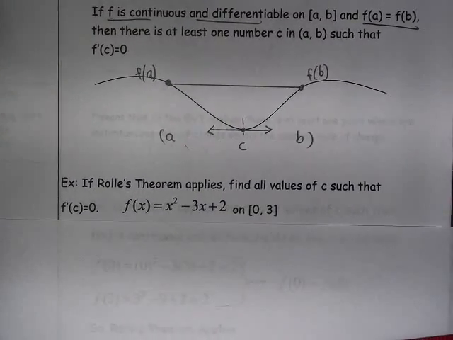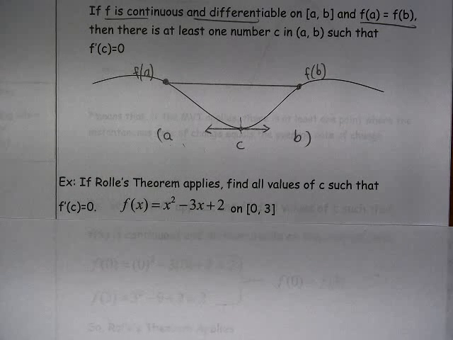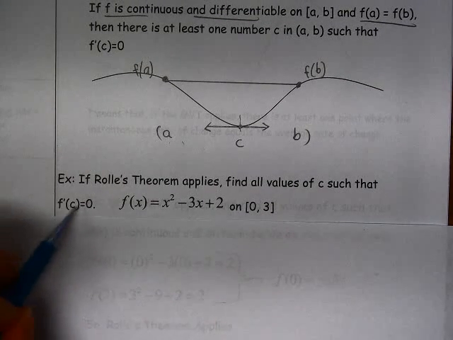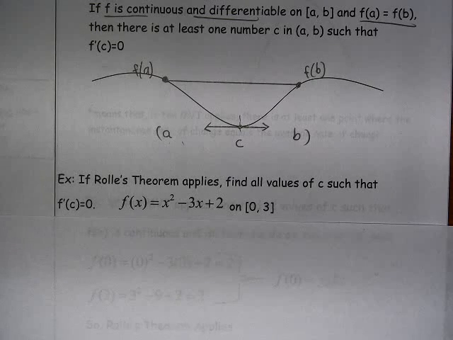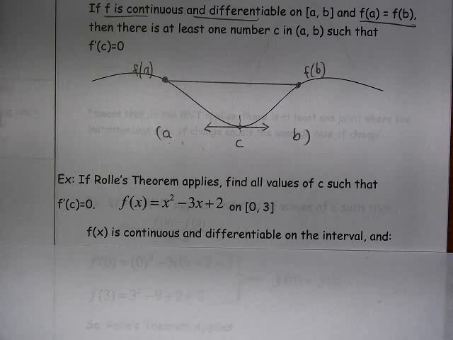All right, so the kind of example we might have is: if Rolle's theorem applies, find all values of c such that f prime of c equals 0. And they give us this function. All right, so when we apply Rolle's theorem, we have to state these conditions are met. So this function, it's just a quadratic. I know it's continuous and differentiable on the interval they gave me from 0 to 3.